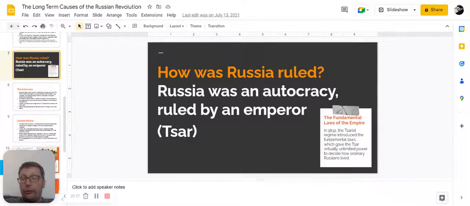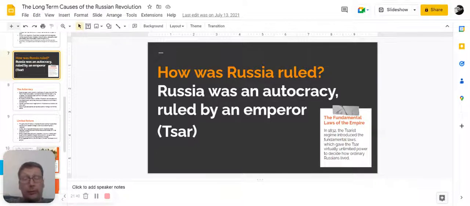They were gradually watered down throughout the century, particularly after 1854. But they are resurrected by Nicholas II. The Fundamental Laws of Empire. In 1832, the Tsarist regime introduced the Fundamental Laws, which gave the Tsar virtually unlimited power to decide how ordinary Russians lived. The fundamental laws said that the source of all legal authority was the Tsar. Everything is done in the Tsar's name. The Tsar has all power, and he can make and unmake any law.